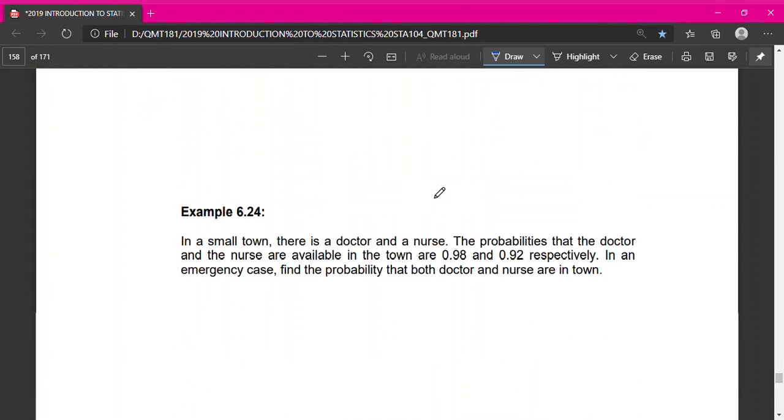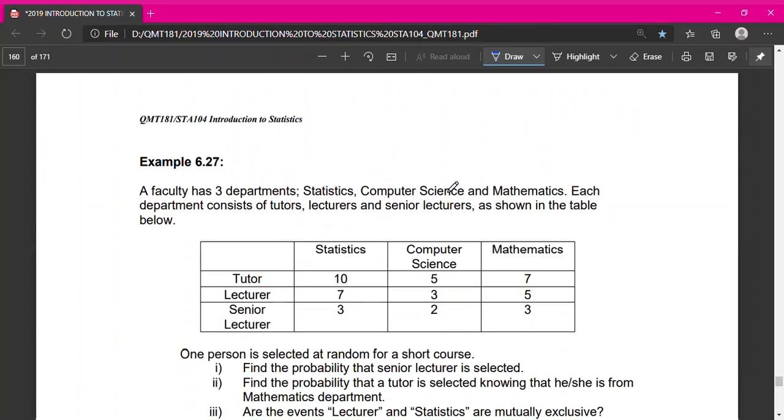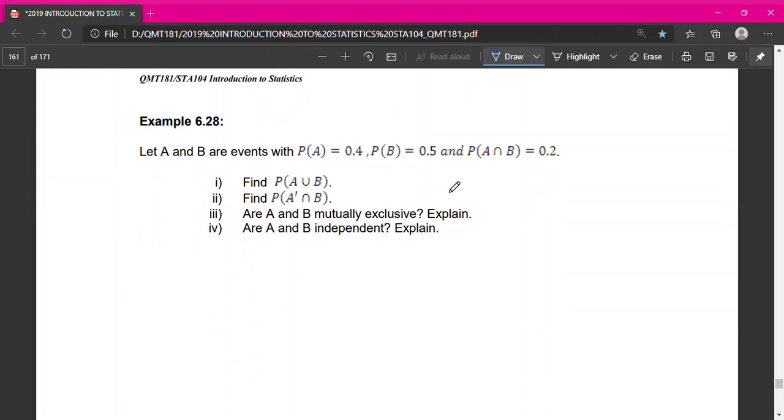Okay, let's see the example. Okay, saya ambil example this one. Okay, we have the two event A dan event B. The probability of A is 0.4, the probability of B is 0.5, and we have probability of A intersect B is 0.2. Okay, so we have all this value. Okay, kita jawablah soalan one by one. Using the Venn diagram, find probability of A union B.